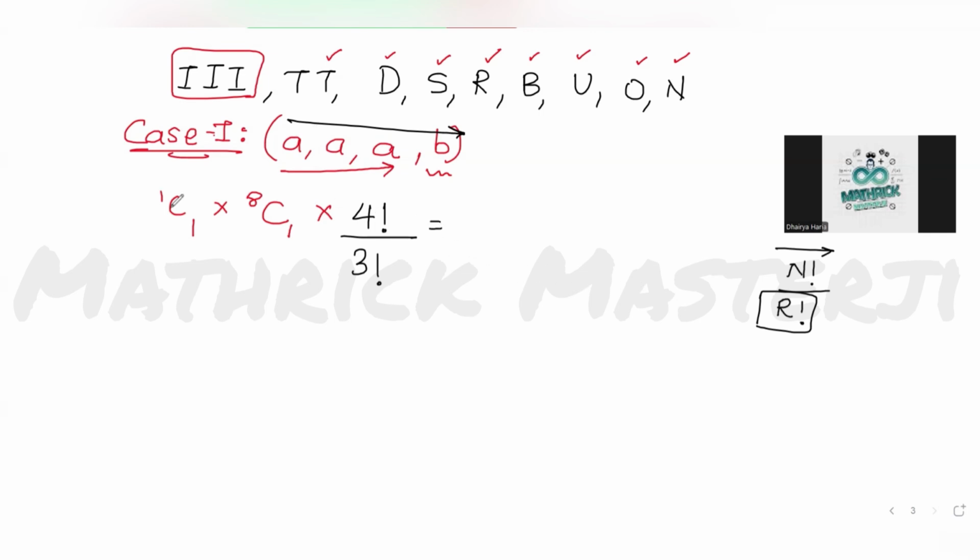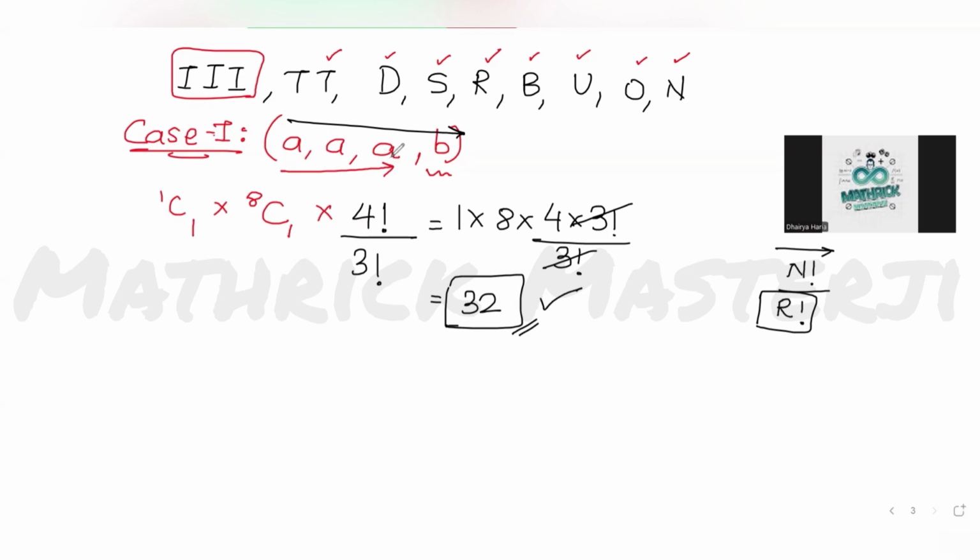So I get 1 times 8, times 4 factorial, which is 4 times 3 factorial over 3 factorial. So this and this cancel out, and I get 32 words formed with this condition. So in the first case, where I have 3 same letters and 1 different letter, I can form 32 words. Let's do case 2.